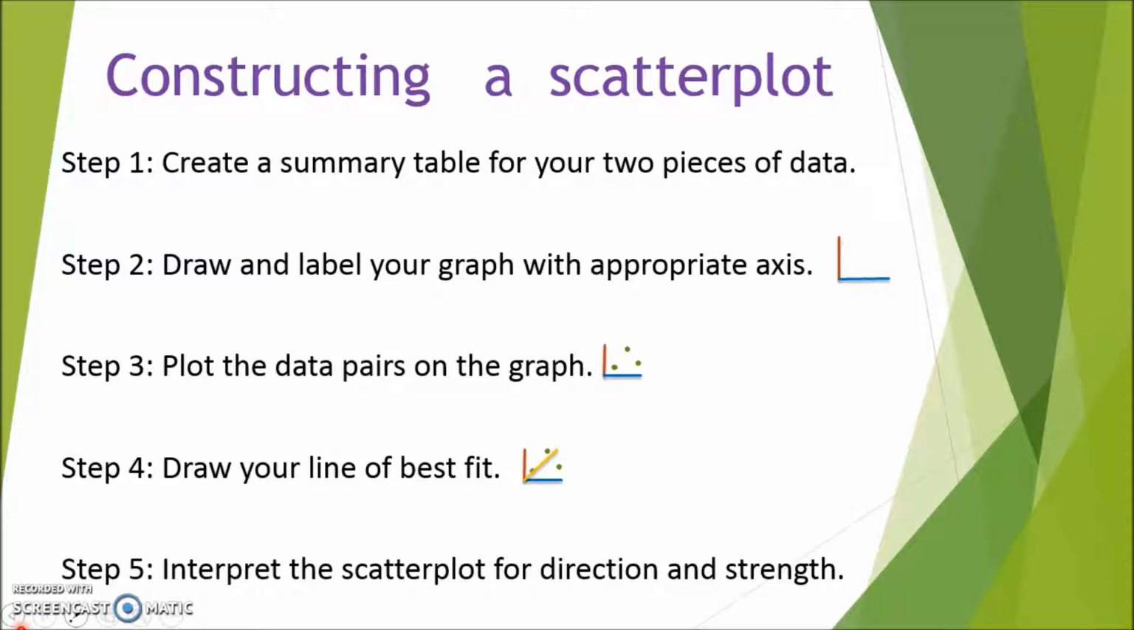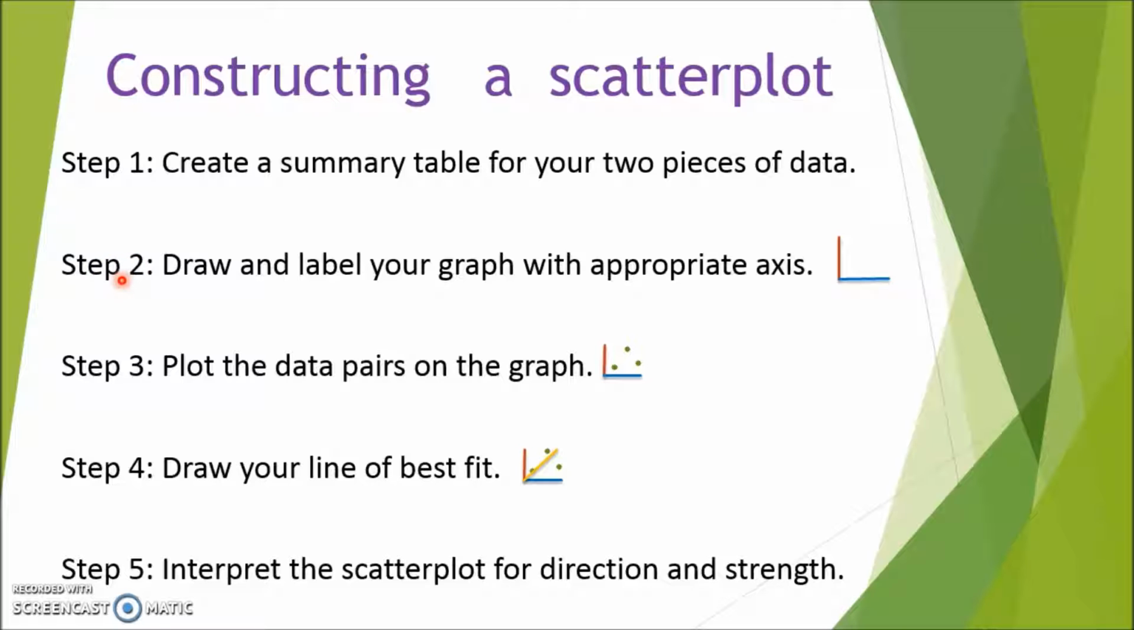Now we are on to our second objective. These are the basic steps for creating any scatterplot. Step 1 is to create a summary table for your two pieces of data, which is essentially your two variables. Step 2 is basically drawing your graph, which is the x and y axes.